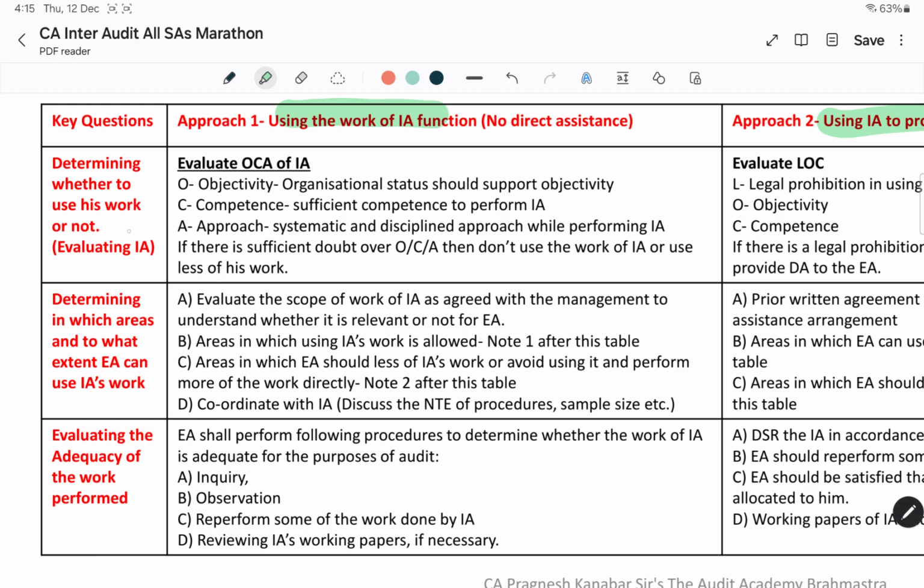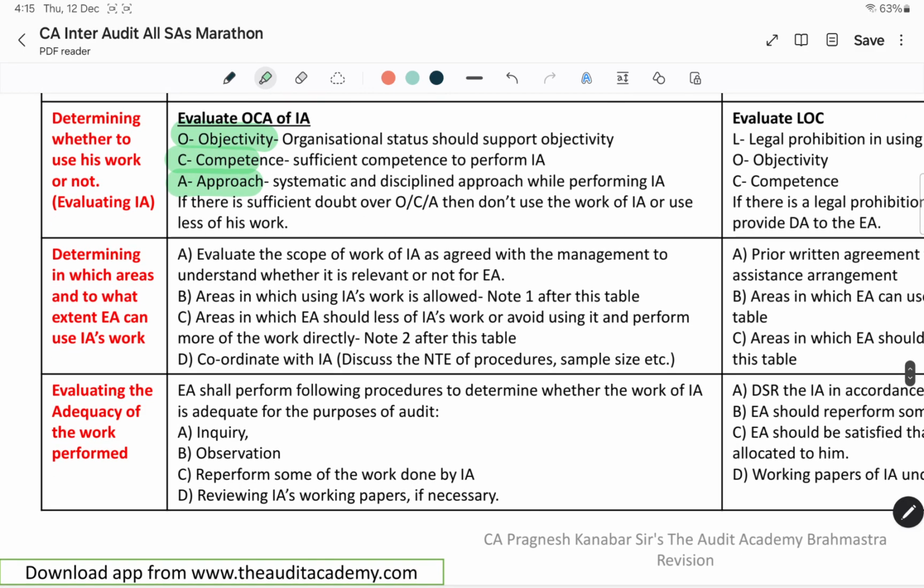determining whether to use his work or not, evaluating the internal audit. The external auditor will evaluate the work of the internal auditor. Objectivity, competence, and approach. Organizational status should support the objectivity. Sufficient competence to perform the internal audit. Systematic and disciplined approach while performing the internal audit. If there is sufficient doubt over the objectivity, competence, and approach, then do not use the work of the internal auditor or use less of his work.